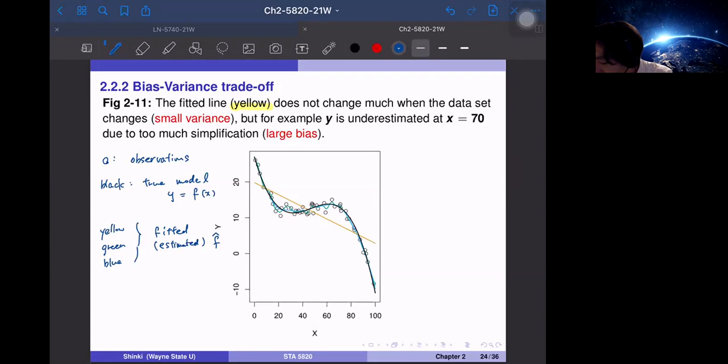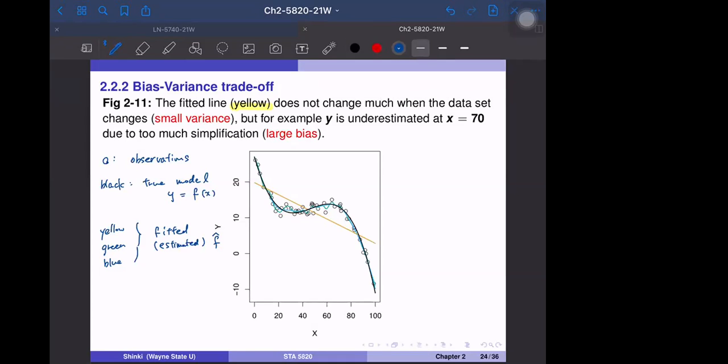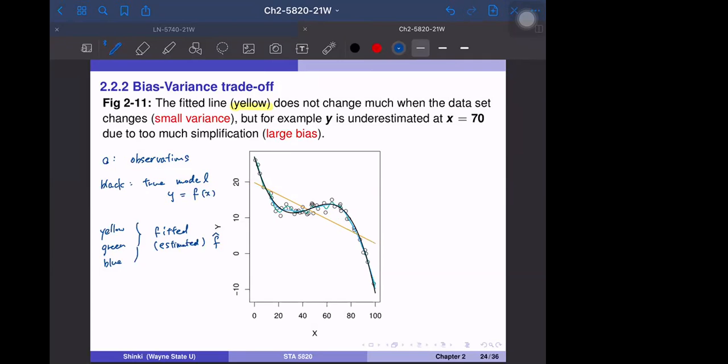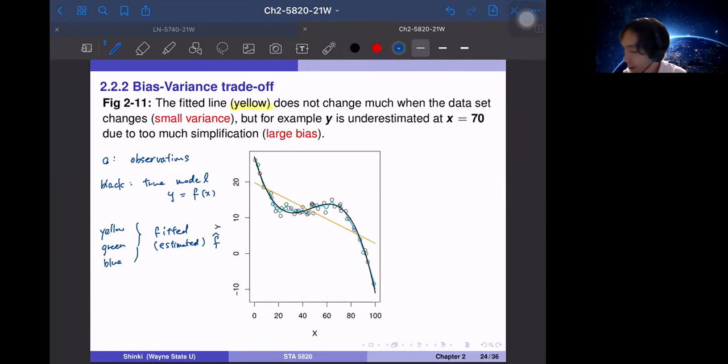So what do you think? Which is the best, yellow or green or blue? How many people think yellow is the best? How many people think the next one, blue? I think blue would be the best. I agree. How about green? So in this case, this is a simulation, so you can see the blue one is the closest to black. But at least we can see the trade-off.